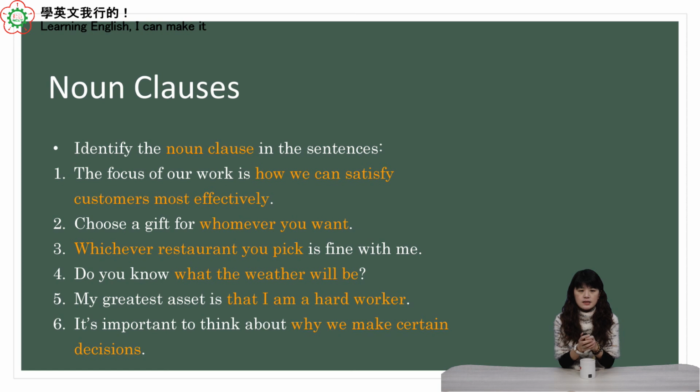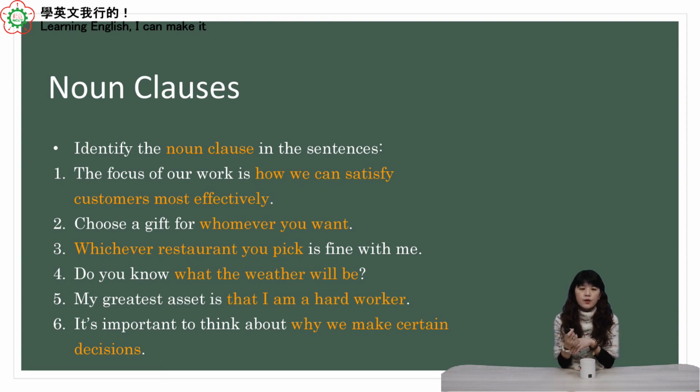The second sentence: choose a gift for whoever you want. Here we omit the subject and use the verb to start the sentence: choose a gift. Choose a gift what? For whoever you want. So we also use the noun clause as an object in the sentence.